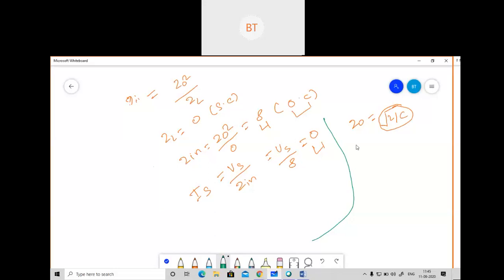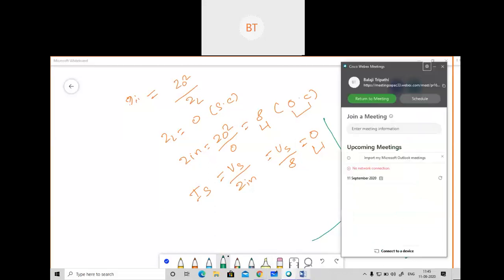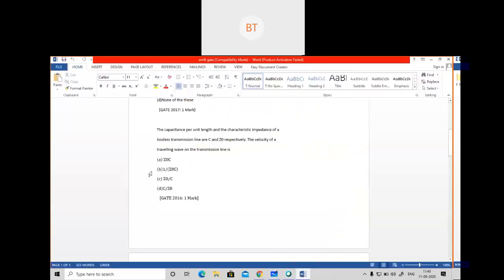So I'm creating this situation to show how you can solve those problems. If you calculate from here, Z naught square equals L by C. So how to calculate velocity? Velocity will be equal to 1 by under root LC. Just substitute this value. Z naught square into C, C is given as C. So I will get 1 by Z naught C. From this we see which option is correct. So option B is correct here.